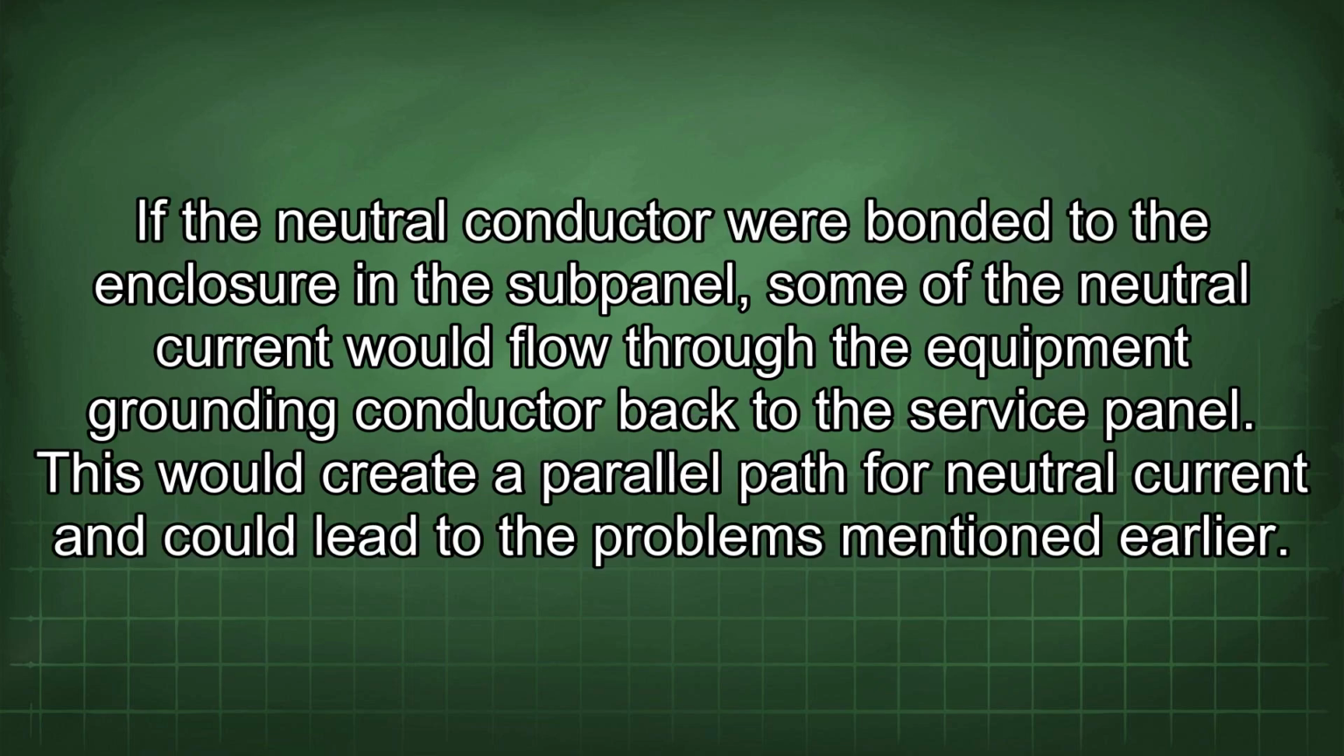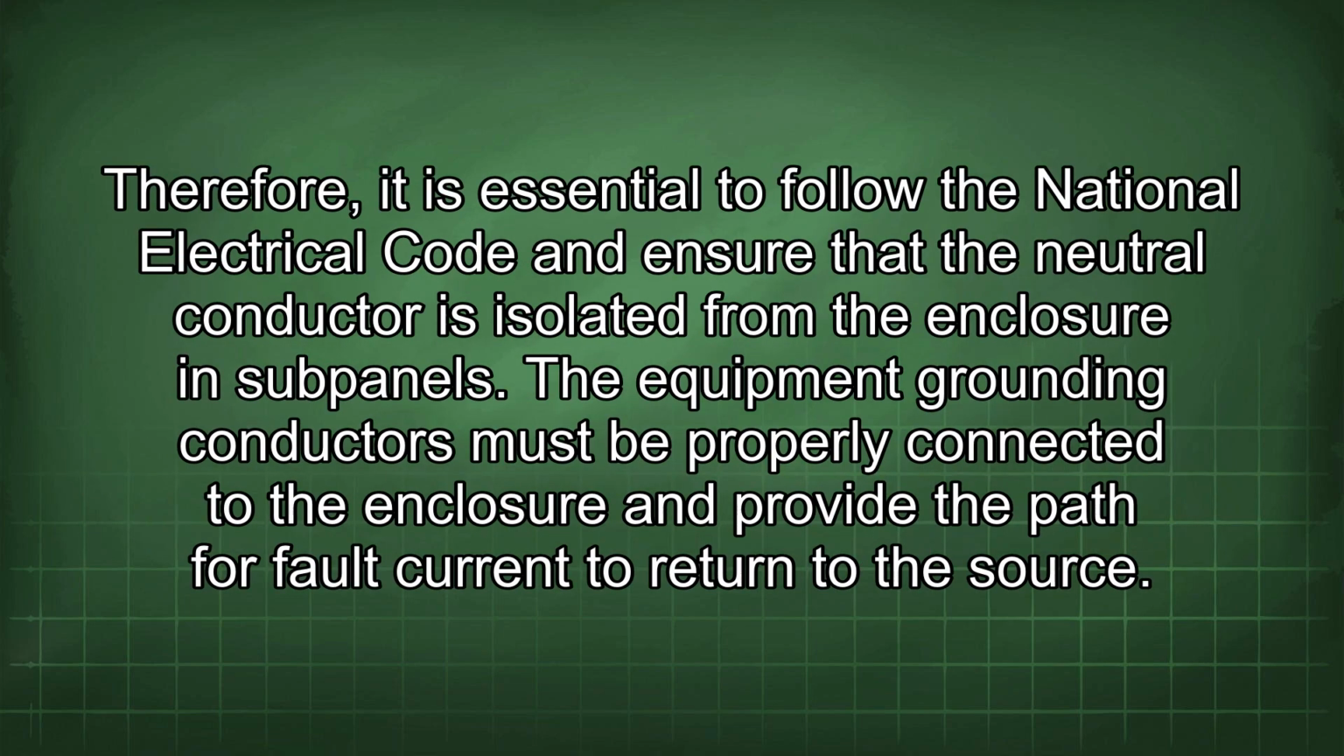If the neutral conductor were bonded to the enclosure in the subpanel, some of the neutral current would flow through the equipment grounding conductor back to the service panel. This would create a parallel path for neutral current and could lead to the problems mentioned earlier. Therefore, it is essential to follow the National Electrical Code and ensure that the neutral conductor is isolated from the enclosure in subpanels. The equipment grounding conductors must be properly connected to the enclosure and provide the path for fault current to return to the source.